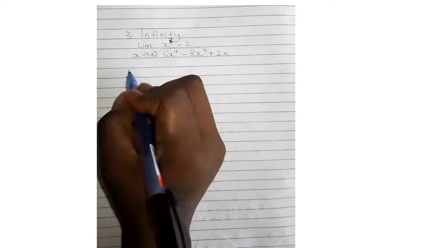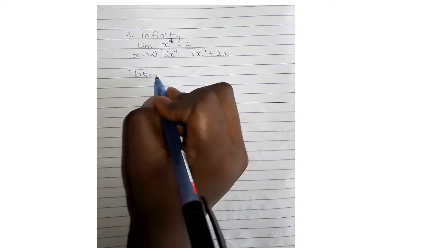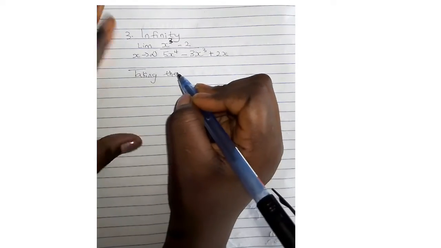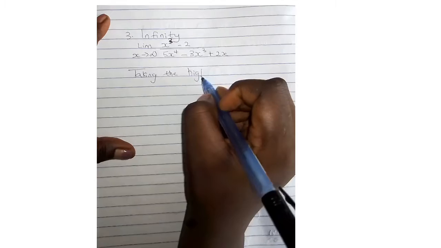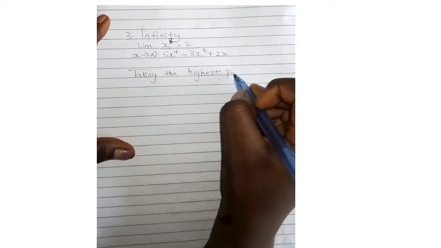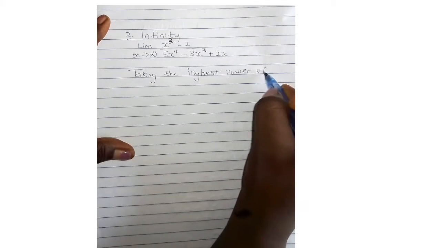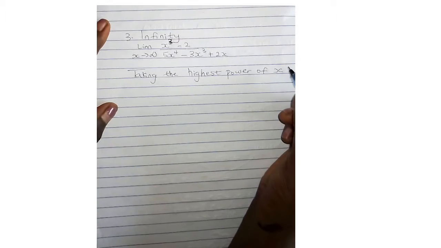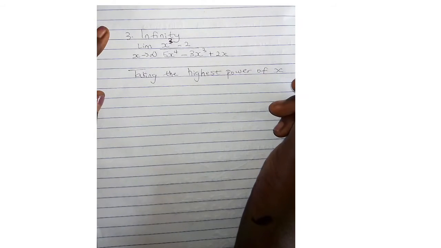Given a question like this, the first thing we need to do, you notice this question is in power. So I'm going to take the highest power of x. The highest power of x in this is 4. So we're going to divide all through by the highest power of x.